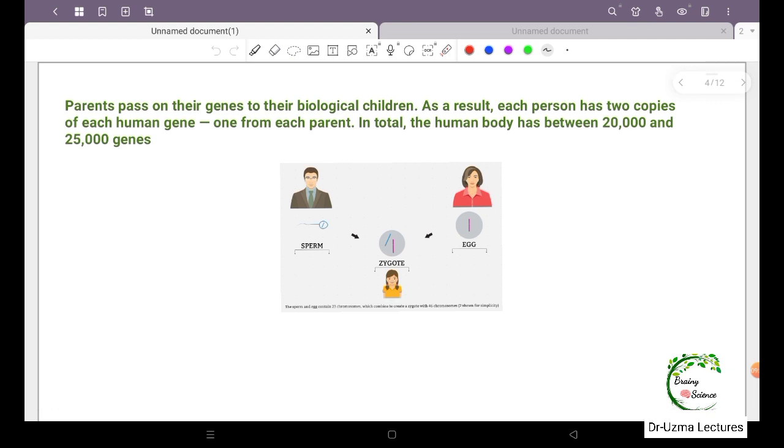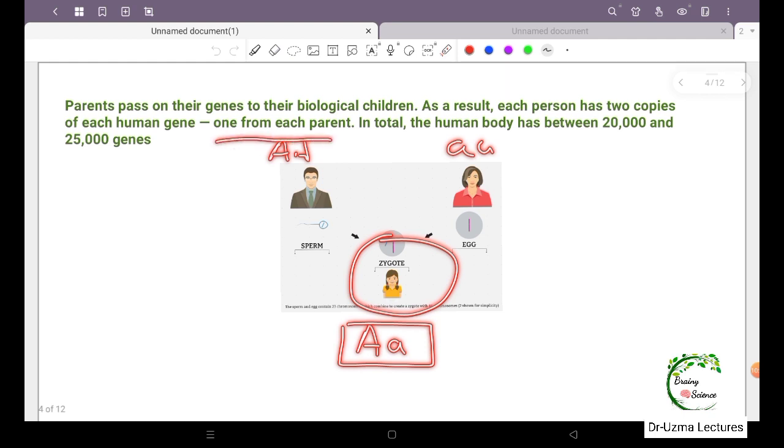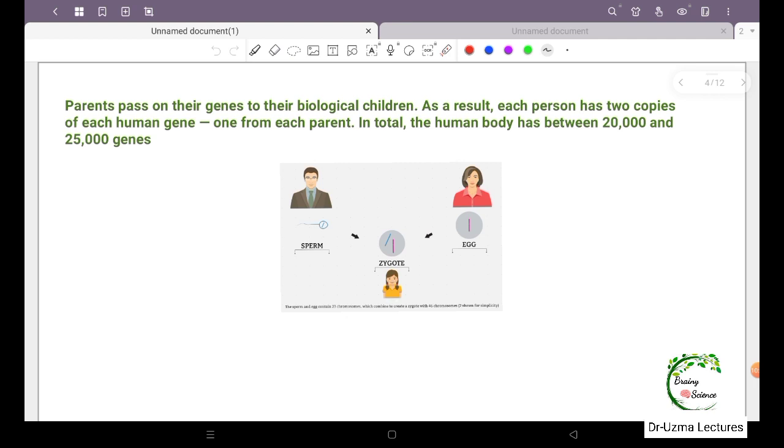The parents pass their genes to their biological children. As a result, each person has 2 copies of each human gene. For example, if the father contains capital A gene and the mother contains small a gene, then the zygote or the child will have capital A, small a gene, one from each parent. In total, the human body contains between 20,000 to 25,000 genes.